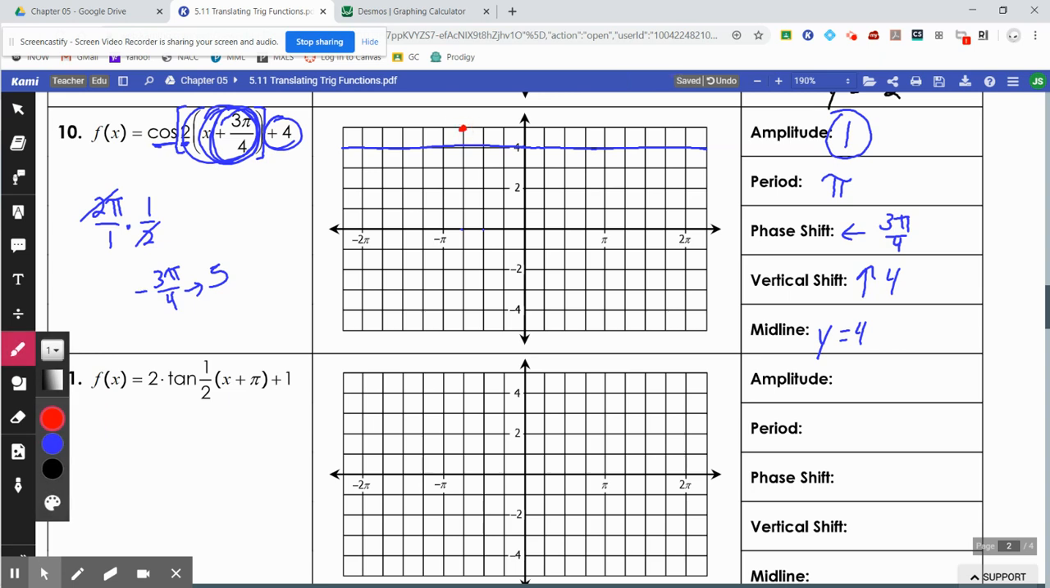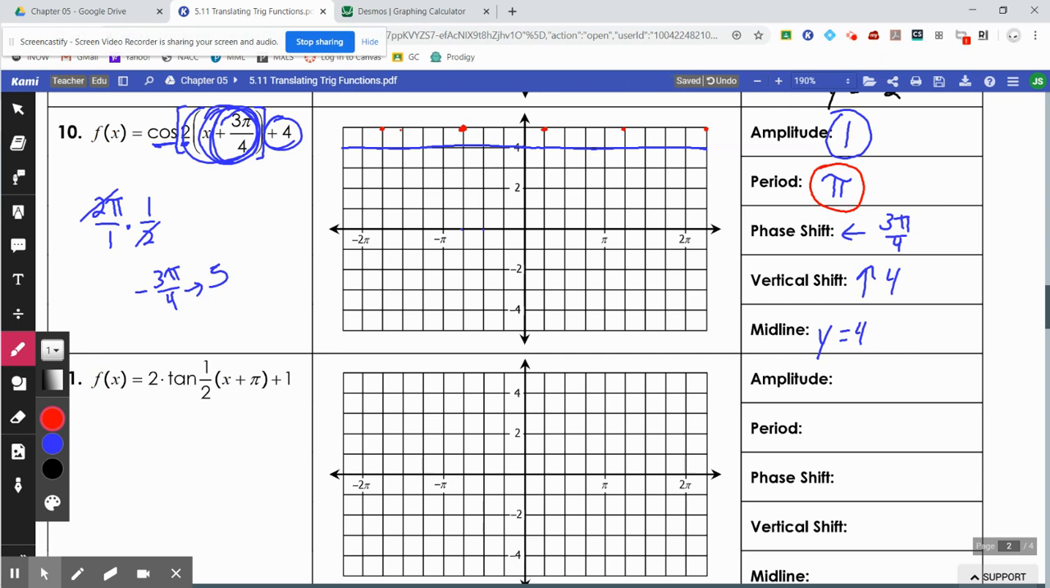Okay. We know that point is going to reoccur every pi units, so we can go over pi units from there. In our graph, pi units is 4 boxes. So 1, 2, 3, 4 boxes. That maximum value is going to occur every 4 boxes. That's going to be all of our maximums on our graph.